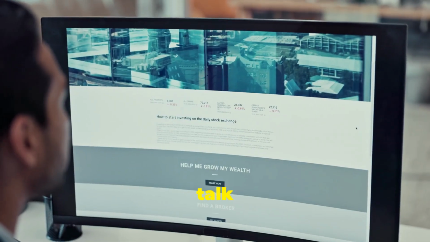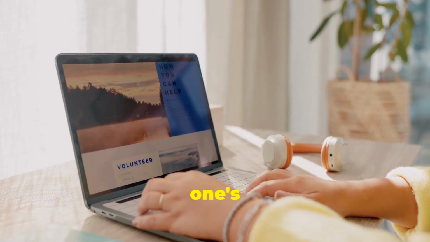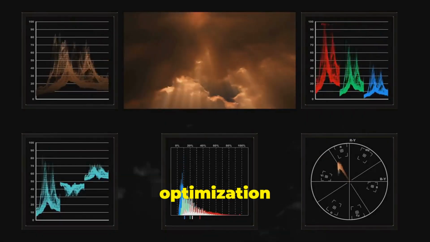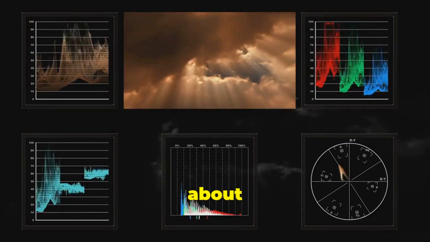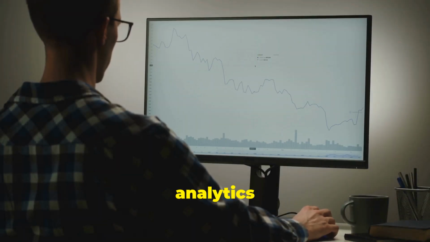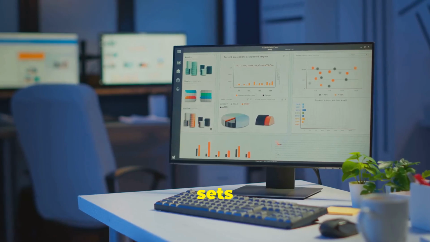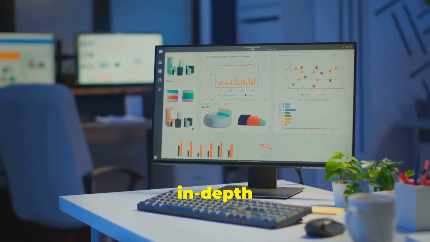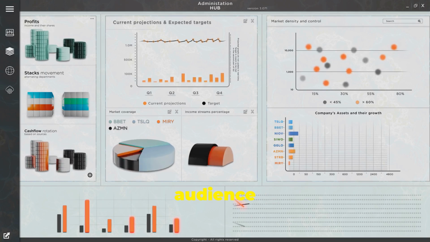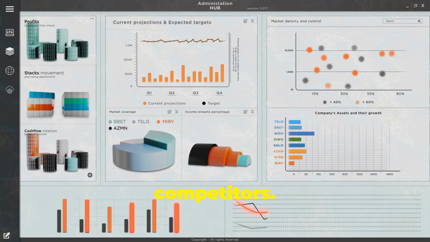Last but not least, let's talk about Morning Fame. Now this one's a little different. While vidIQ and TubeBuddy are more focused on optimization tools, Morning Fame is all about data and analytics. Think of it like your channel's personal analytics guru. One of the things that sets Morning Fame apart is its in-depth reporting. It gives you a clear picture of your channel's performance, audience demographics, and even tracks your competitors.